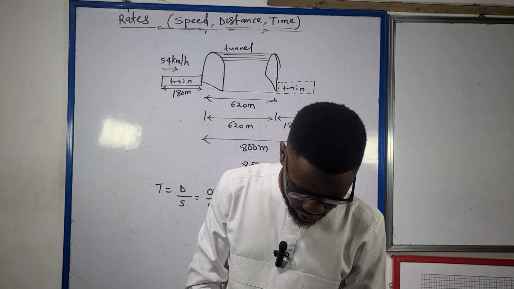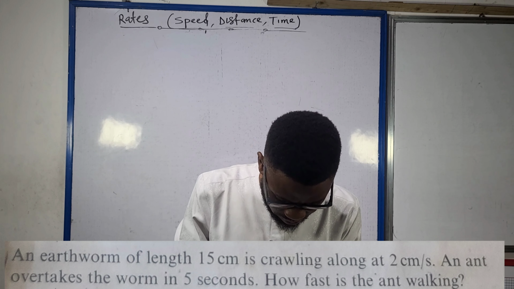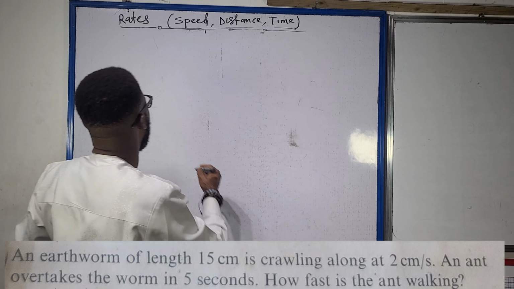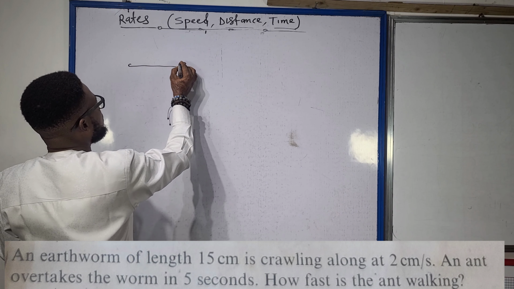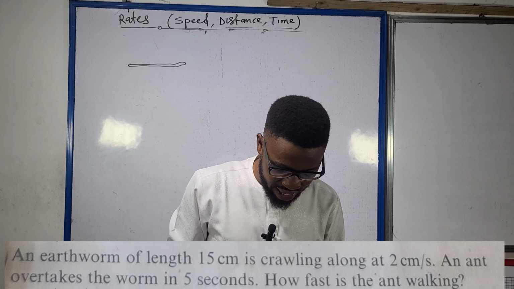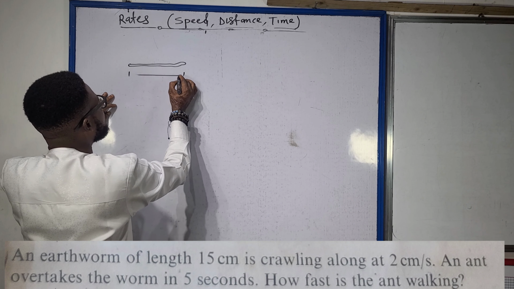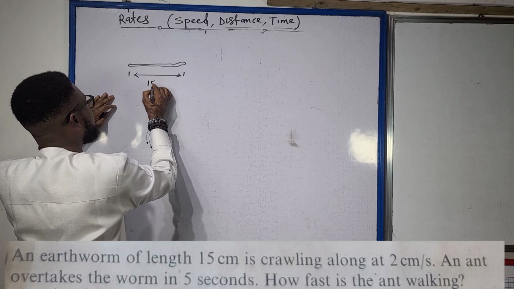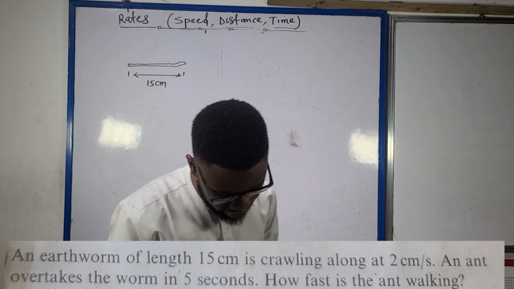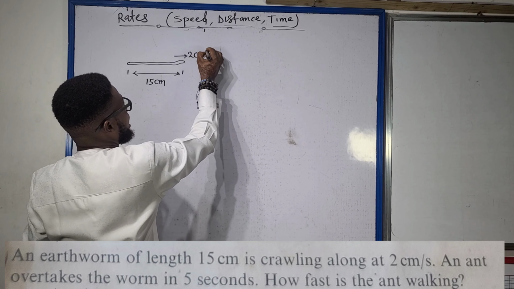So that ends that question. We move to the next question. It says an earthworm of length 15 centimeters is crawling along at 2 centimeters per second. So we basically have, let this be my earthworm. I've decided to use drawings all through this solving. An earthworm of length 15 centimeters, which means the length of my earthworm is 15 centimeters, is crawling at 2 centimeters per second.